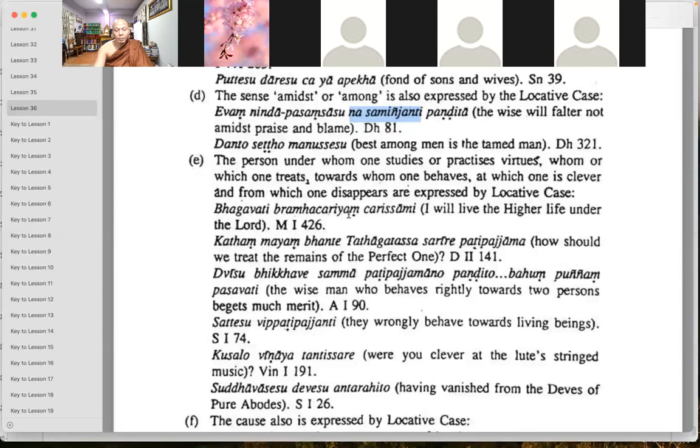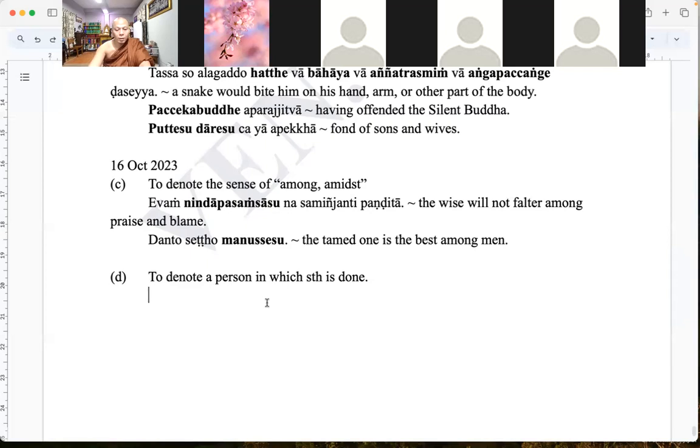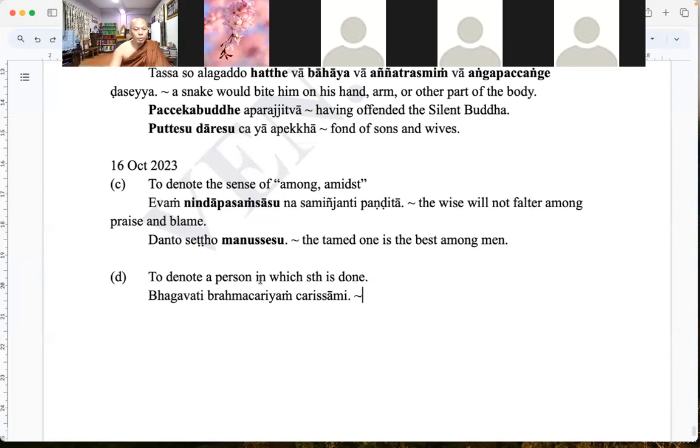Bhagavati Brahmacariyam Carissami. I will live the higher life under the Lord. Here also the holy life is done in that person, under the guidance of the person. Something is done, maybe respect to him, with reference to him, under his guidance.